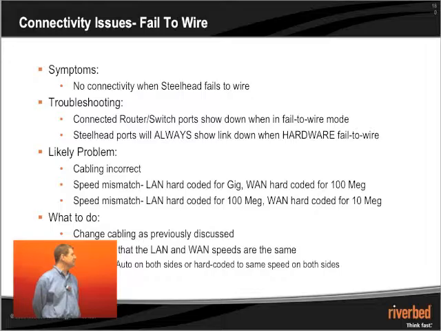So what we want to do is change the cabling, as previously discussed, to use a straight-through cable with a switch and a crossover cable when connected to a non-switch, and then make sure that the LAN and WAN speeds are the same. Oftentimes, people will use auto on the LAN side and then 100 meg on the WAN side, which will work fine when the steelhead appliance is functioning, but in a fail-to-wire situation, we're going to get a speed and duplex mismatch, as all of us know.